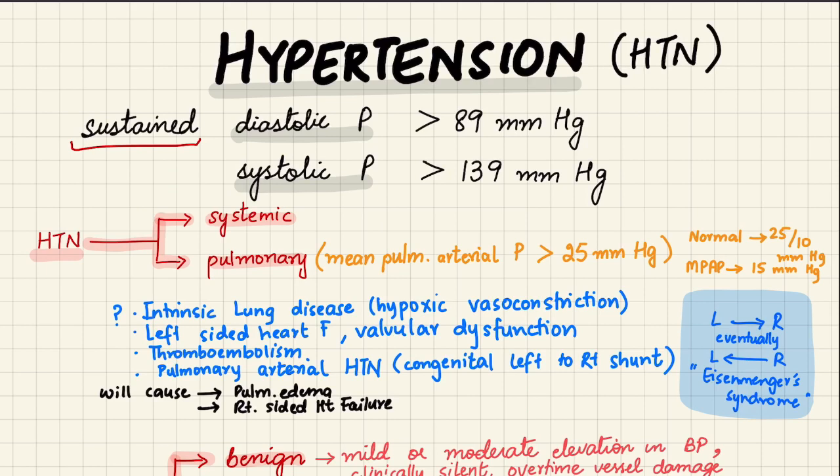Now, this sustained blood pressure is when it is greater than 139 millimeters of mercury systolic and greater than 89 millimeters of mercury diastolic. Then we call it clinically significant hypertension.